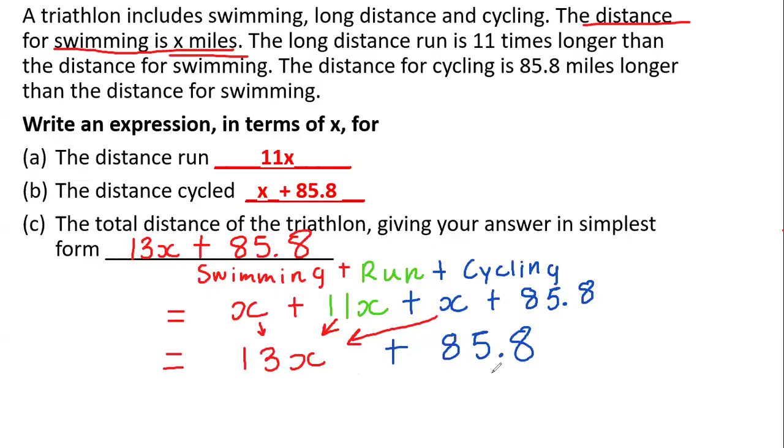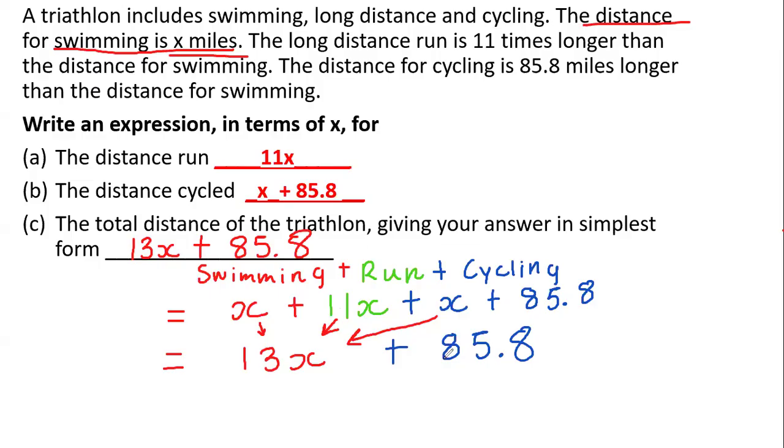Andisha, are you there? Do you understand how we got 13x plus 85.8? If 85.8 had x, then we would have added them up. That's correct. We would add the 13 and the 85.8, and it would be whatever that sum is, x. So we would add them. Okay, other than that, I get it.